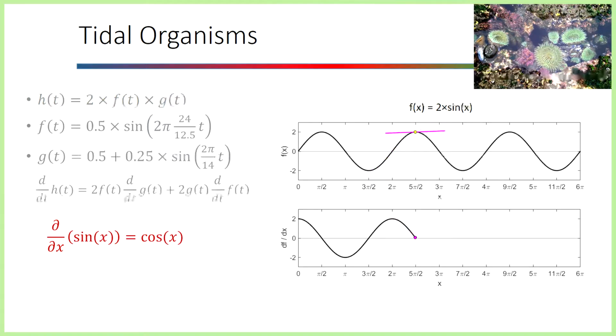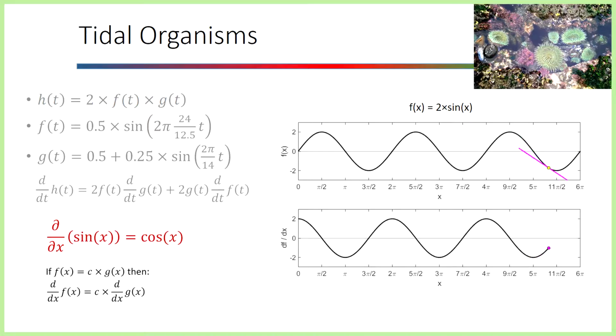This also makes sense if we think about one of the rules that we computed earlier in this toolbox. Remember, we determined that if f of x equals c times some function g of x, then the derivative of f of x is simply equal to that constant c times the derivative of g of x. In this case, g of x is sine of x and c is 2, so this tells us that the derivative of 2 times sine of x is equal to 2 times cosine of x. And more generally, we can write that for any constant c, the derivative of c times the sine of x will be equal to c times the cosine of x.